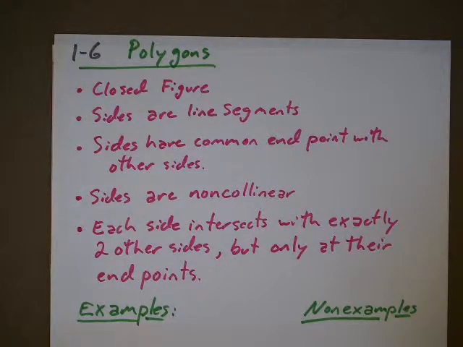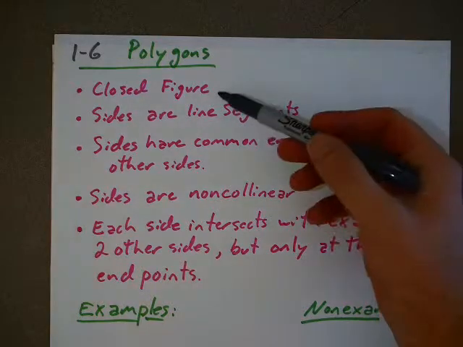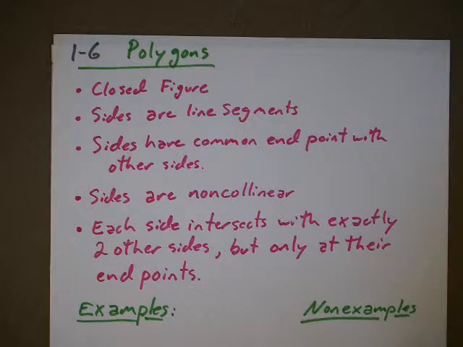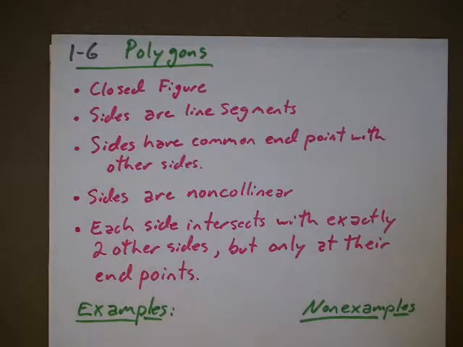So the first thing you need to know about a polygon is that it's a closed figure. There are no open gaps in it. Sides are made up of line segments. The sides have common endpoints with other sides. This one's kind of self-explanatory, but sides are non-collinear, meaning they bend. And each side intersects exactly two other sides, but only at their endpoints.